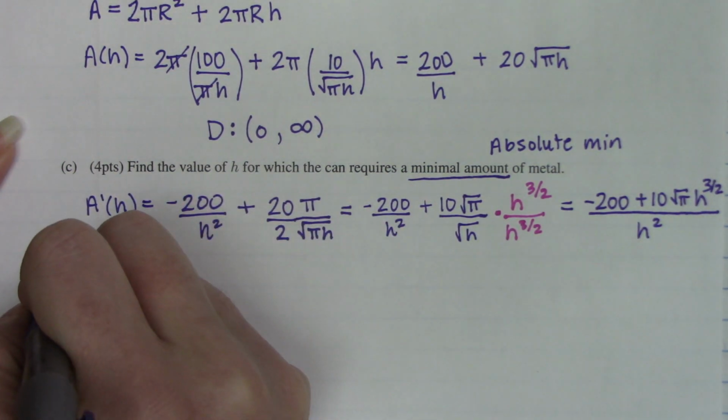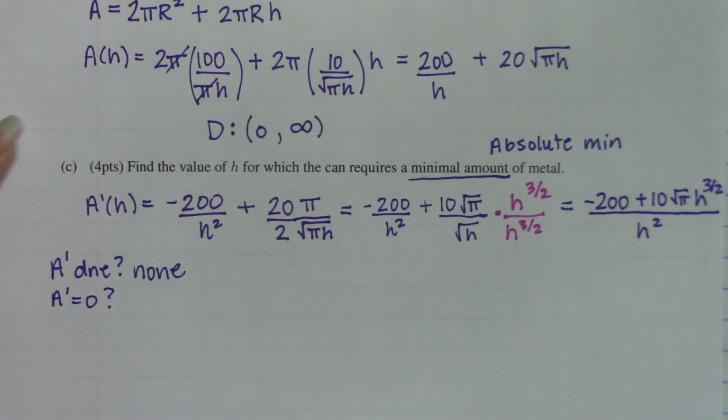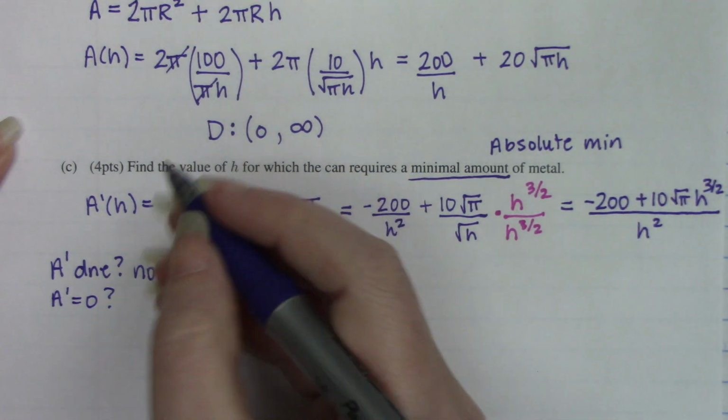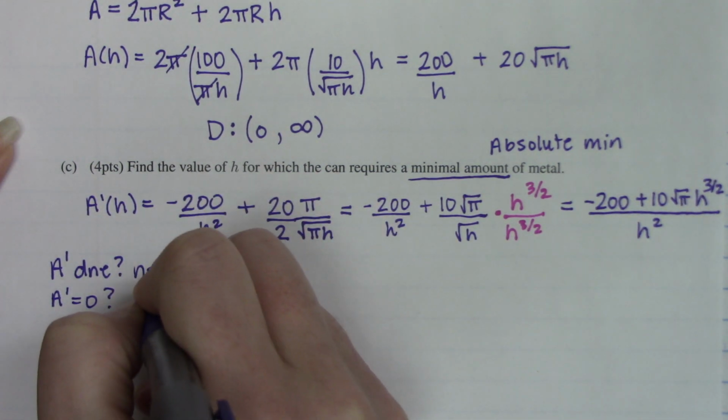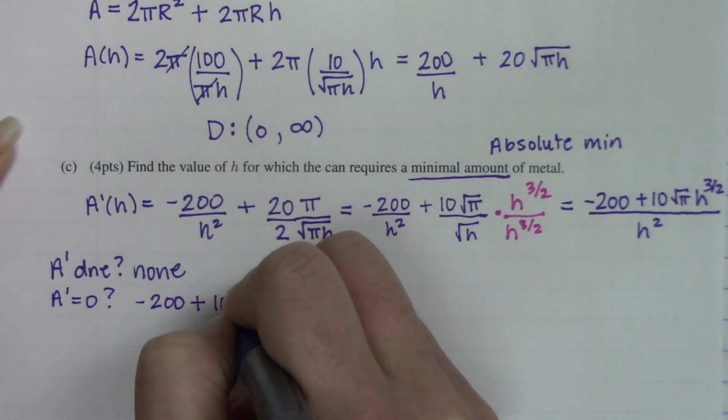Now we need to determine, are there any values where the derivative would be 0? We simply have to check the numerator for this, because only the numerator of a fraction can make it 0. We've already eliminated any squirreliness in the denominator. So I'm going to set the numerator equal to 0.